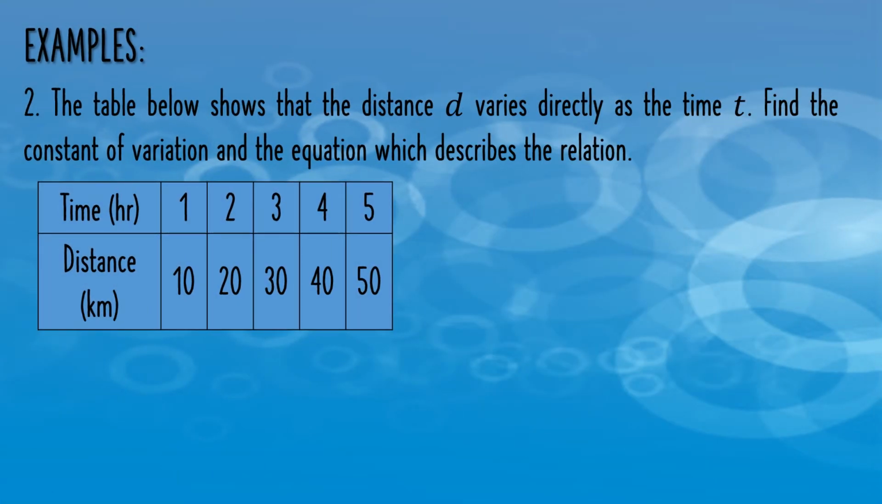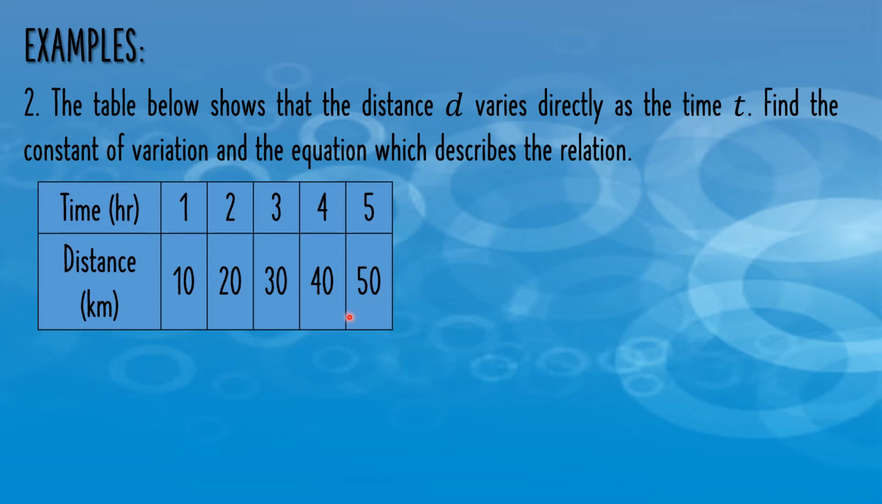Another example, the table below shows that the distance d varies directly as the time, or t. Find the constant of variation in the equation which describes the relation. So as you can see, kapag tumatagal ang oras, so sa loob ng 1 hour, umaabot ang distance ng 10 kilometers. In 2 hours, 20 kilometers, hanggang sa 5 hours, which is equivalent to 50 kilometers.